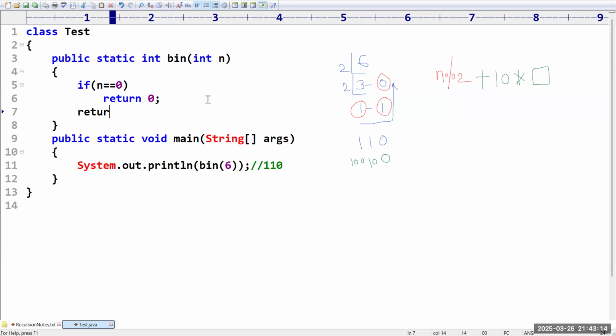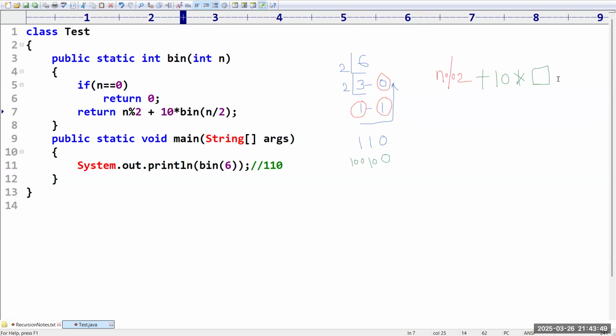So we have to write a formula for this. Return, what is the formula? n percentage 2 plus binary of n by 2, because we have to divide that number. While doing this, please multiply with 10 and then 2. That's all.